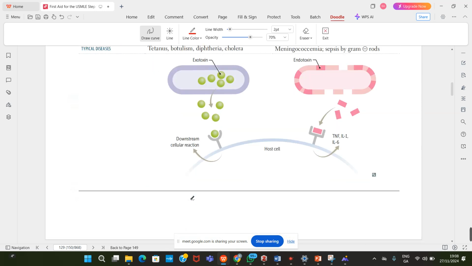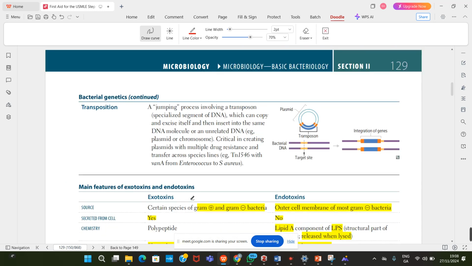So we have to talk about transposition. Transposition is the last part: transformation, conjugation, transduction, and transposition. Transposition is very simple. You can have some genes that you call transposons, otherwise known as jumping genes. Most of the time, you have them in the plasmid. Jumping genes have the ability to either duplicate themselves or cut themselves from the plasmid and jump to another plasmid or to another bacterial DNA. That is all. In the process, you have exchanged genes from one part to another.